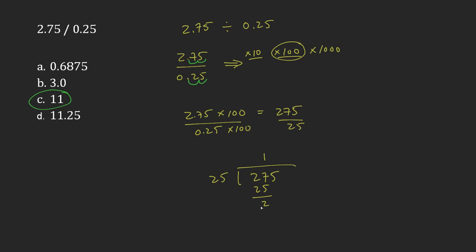I can't fit 25 into 2, but I do have another number that I can pull down, and this gives me 25. How many times does 25 go into 25? It goes in one time. 1 times 25 is 25, leaving me a remainder of 0, meaning that I have my answer. And so, of course, the answer is C.